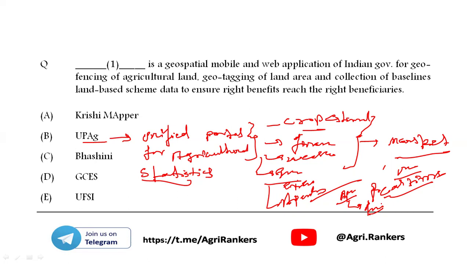Okay. The other app is Bhashini. Bhashini is also a very important app, but it is not related to agriculture. It is related to the ESI, economic and social issues, segment of the NABARD syllabus. Bhashini is the National Language Technology Mission of the Government of India, Ministry of Electronics and Information Technology.